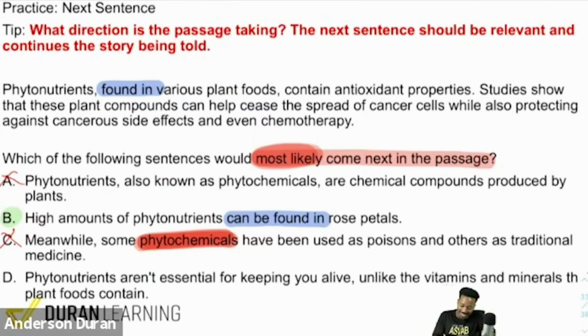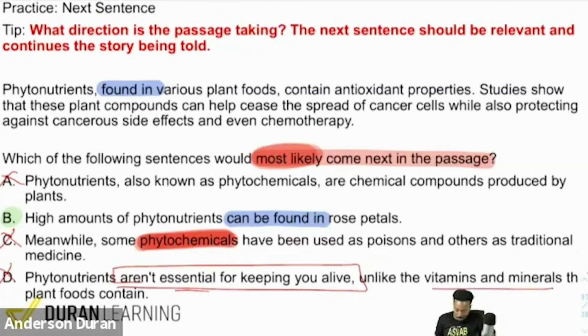Get out of here, man. Get out of here. No, D. No, right here. This gives it away. And then unlike vitamins and minerals that plant foods contain, nah, not going to go with it. So yes or no, does that make sense? Do we see that we can agree here that B is the best choice here?